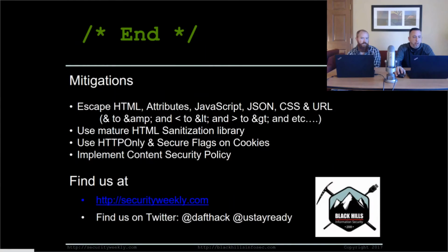Cool. So mitigations. Talk about how to block some of this stuff. Escape HTML, escape the attributes, everything to do with what's rendering in the browser. We want to sanitize everything from JSON results coming back from an AJAX call or some sort of call on the back end, to loading CSS and URLs. We want to sanitize everything that we possibly can, and do it with hex entities if we can, right? So we want to convert the ampersand symbol to &amp, and so on.